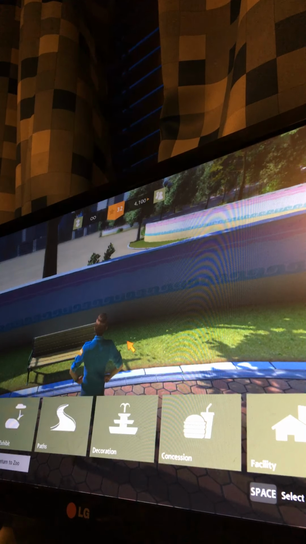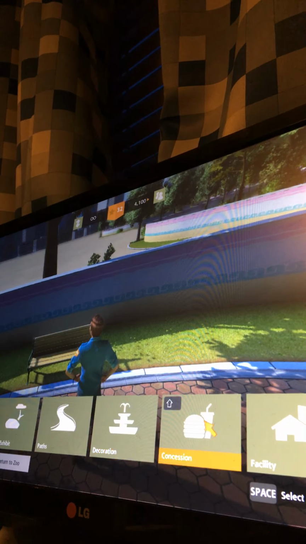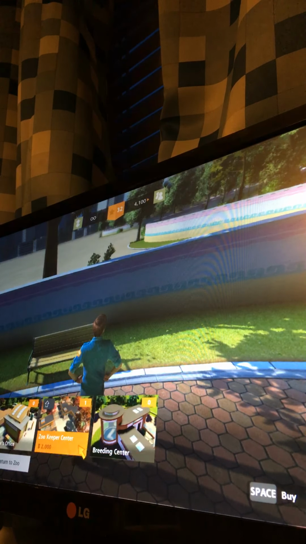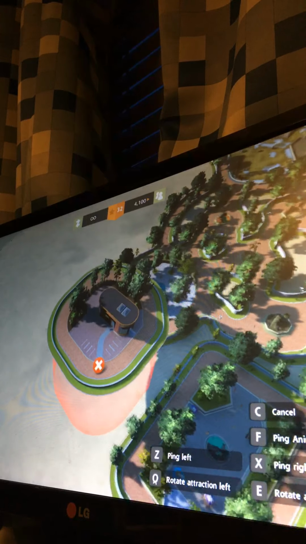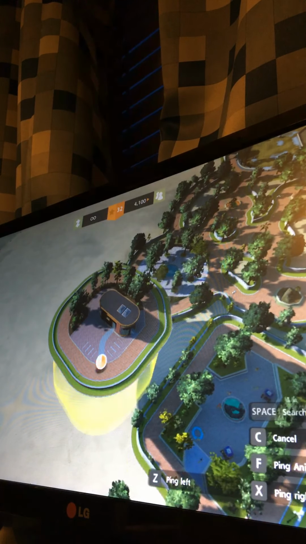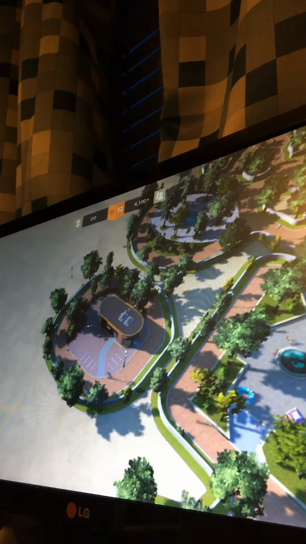Guess what time it is now, boys? Yes, it's finally for you people who love baby animals, even though they've all grown up now. Breeding time! Got my breeding centre here.